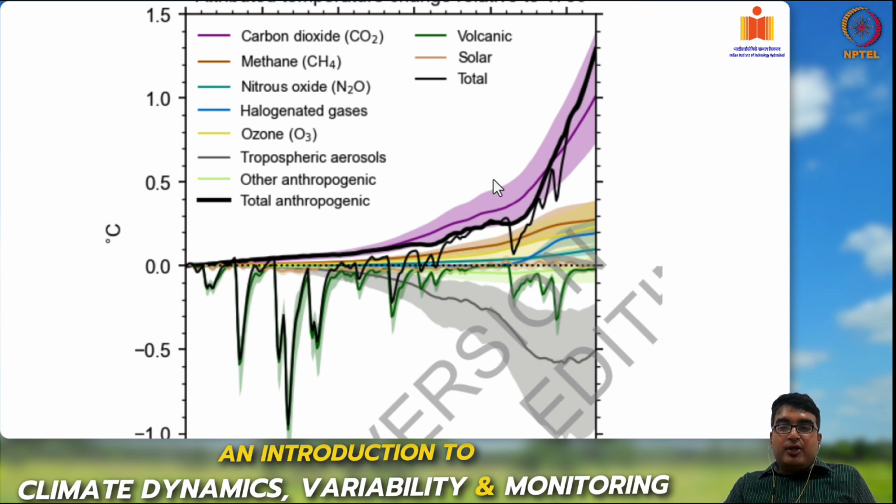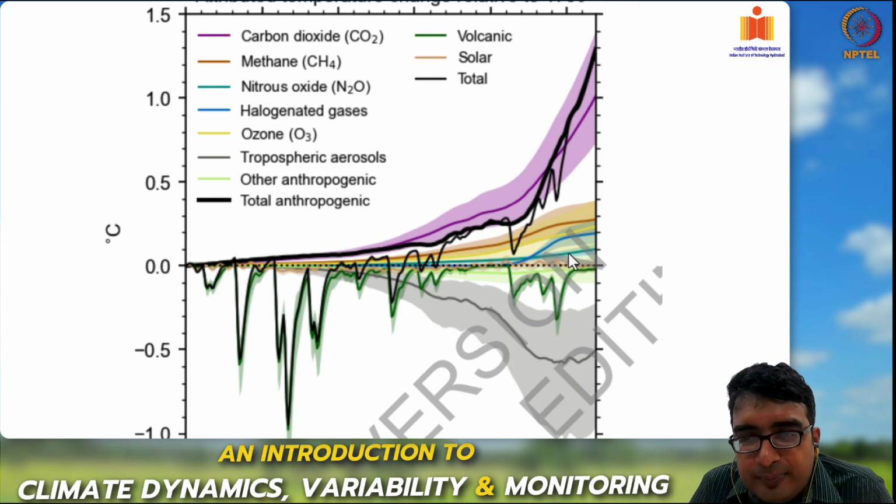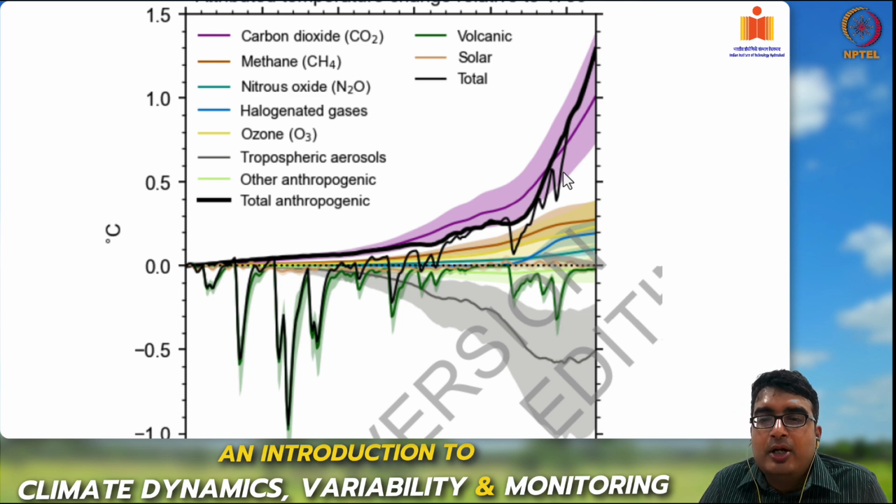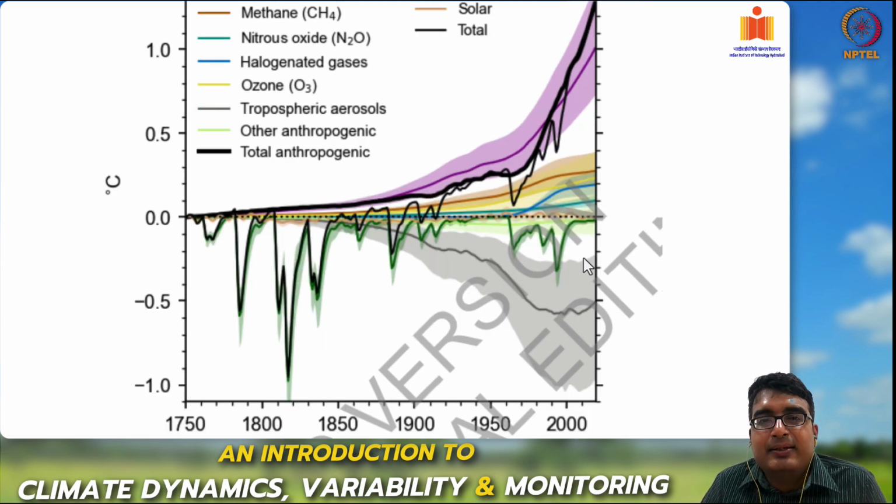Then you have nitrous oxide, which is the green line here. So these four are the positive drivers of atmospheric heating. Against this, there are two or three other contributors. One major contributor to a negative or atmospheric cooling effect is the presence of aerosols. Aerosols are small particles of dust or soot that are floating in the atmosphere.